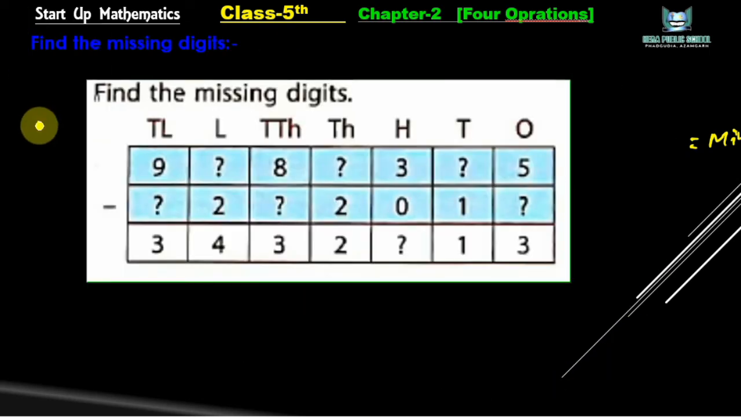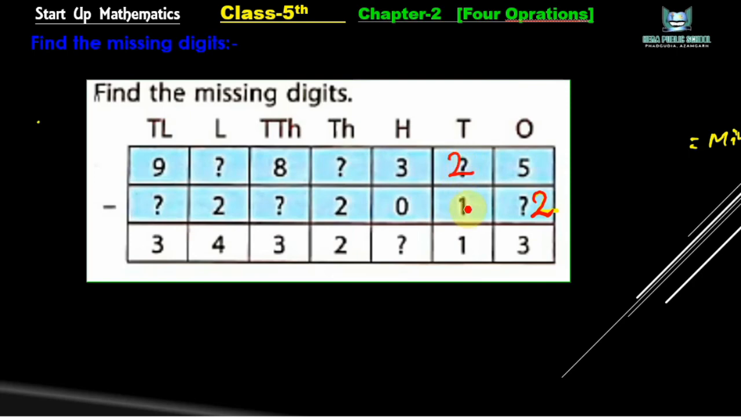Now we are going to solve the problem based on finding the missing digits. Which number is to be subtracted from 5 to get 3? That number is 2. If we subtract 2 from 5, then we get 3. And from which number do we subtract 1 to get 1? That is 2. 2 minus 1 is equal to 1.